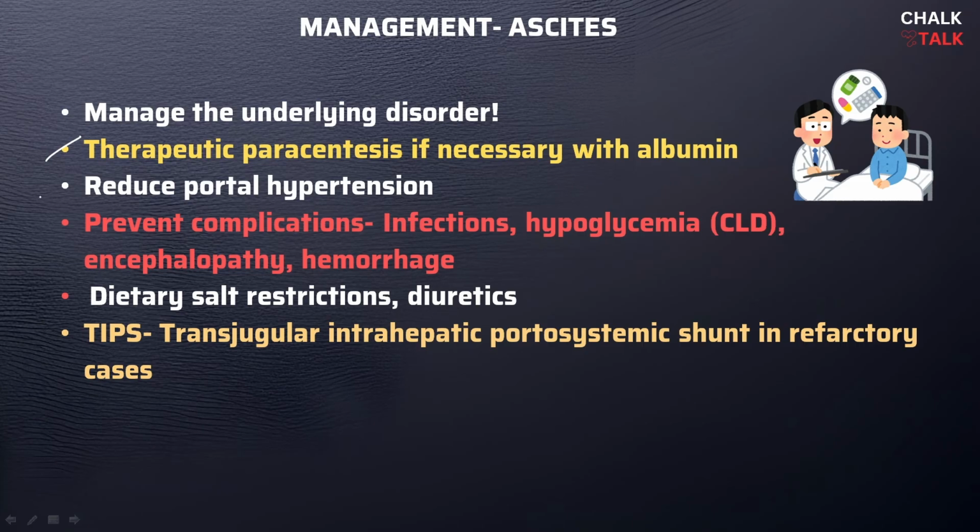Reduce portal hypertension. So, factors such as salt restriction, diuretics, spironolactone and furosemide as used in chronic liver diseases, and also in acute variceal bleeding, somatostatin analogs are also used. You want to monitor the weight, electrolytes, and renal function regularly. Again, you want to prevent or manage complications such as infections, so you watch out for spontaneous bacterial peritonitis, hypoglycemia, especially in liver diseases, hepatic encephalopathy, hemorrhage. You need to monitor for variceal bleeding as well.